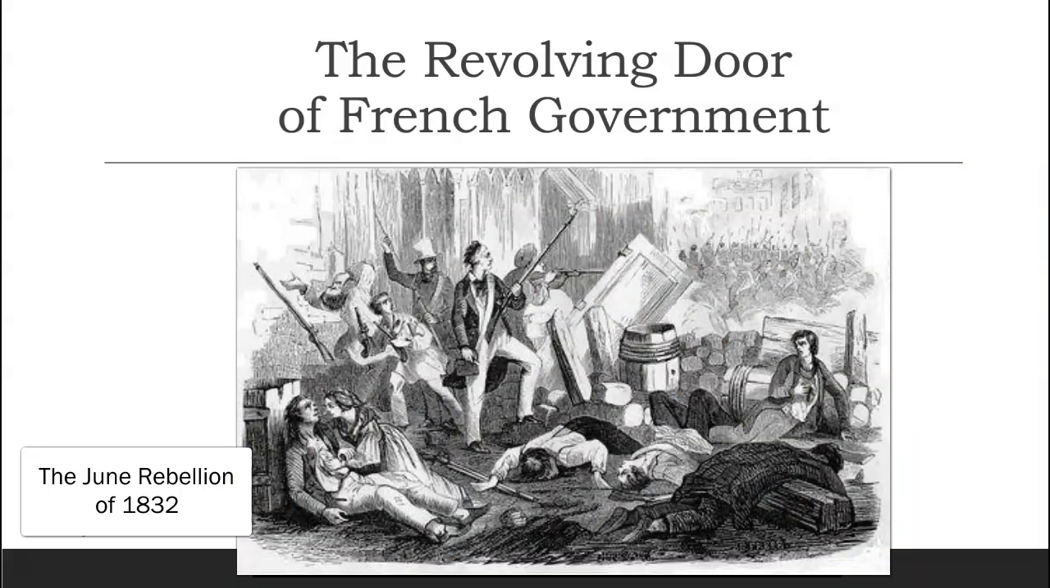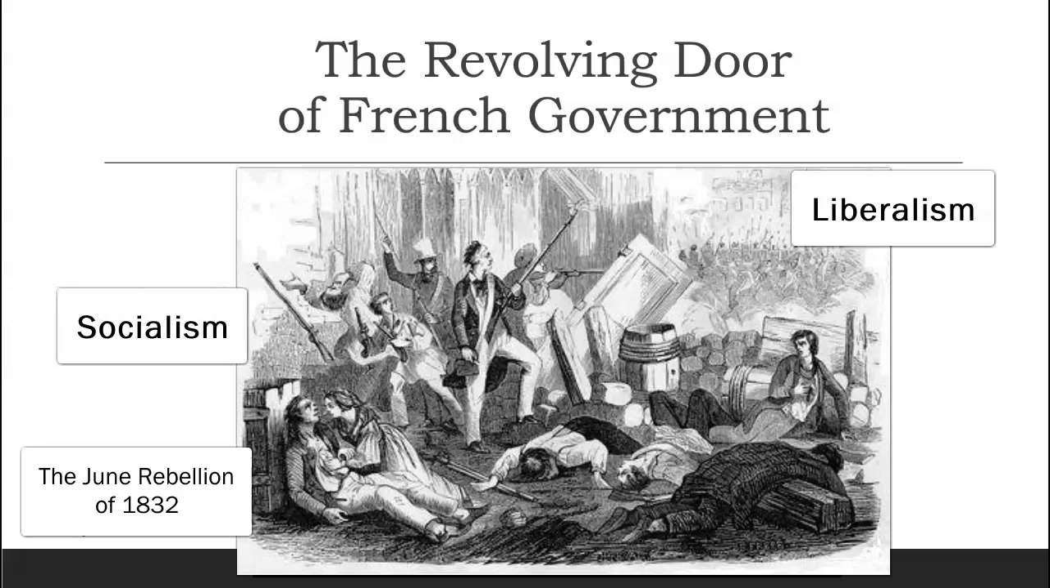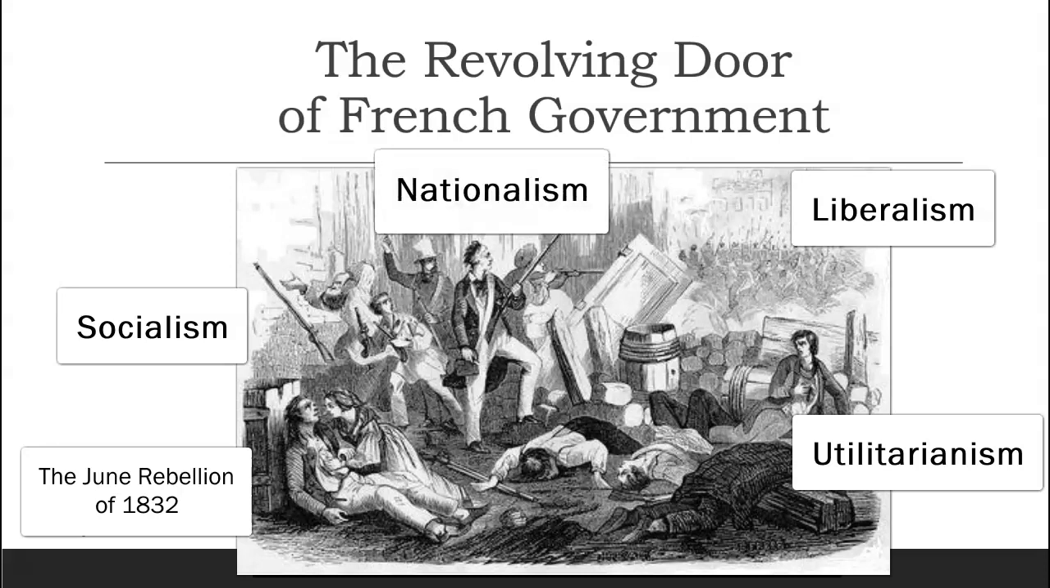And these French Republicans came from many other ideologies. Most of them were liberals, which means they believed in individual liberties. Many of them were socialists, believing that the wealth of society should benefit everybody. Some of them were utilitarians, believing that all policies should be based on the greatest good for the greatest number of people. But again, all of them were nationalists.